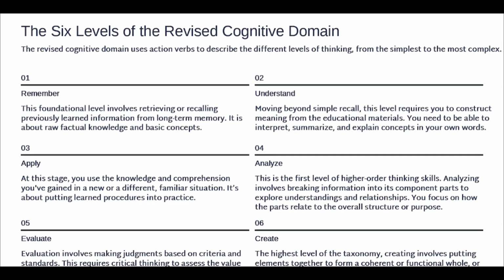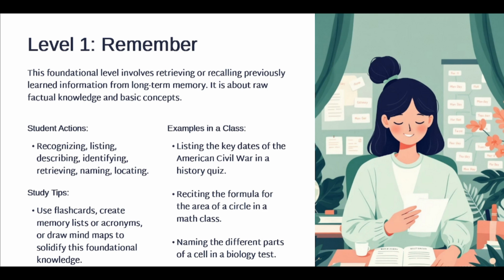The 6 levels of the revised cognitive domain. The revised cognitive domain uses action verbs to describe the different levels of thinking, moving from the simplest to the most complex. 1. Remember. This foundational level involves retrieving or recalling previously learned information from long-term memory. It is about raw factual knowledge and basic concepts.